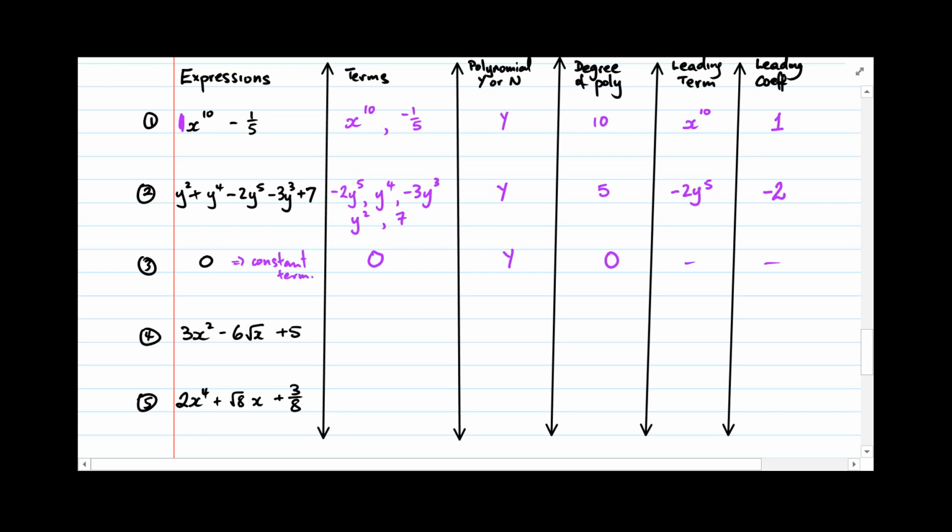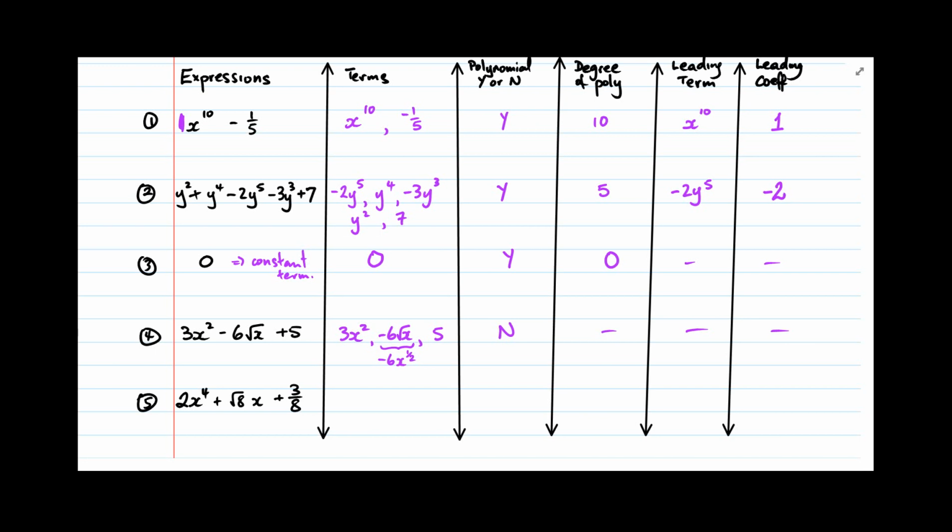Next, on number 4, the terms again: 3x squared, minus 6 root x, and 5. However, this is not a polynomial. It is not a polynomial because that second term, negative 6 root x, is really negative 6 x to the 1/2 power. We can't have fractional powers, right? So the other items would not be applicable because they're dealing with a polynomial.